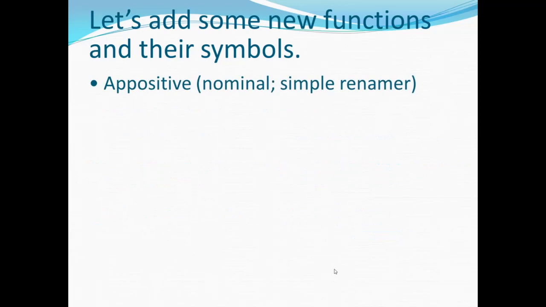Another sentence function we'll consider in this video is the appositive function. I have used the word nominal in parentheses. By nominal, I mean this is a noun type function. So the appositive will be a noun or some other part of speech made to function as a noun within that context. So this is a nominal function, a noun type function, and the function is one of simple renaming.